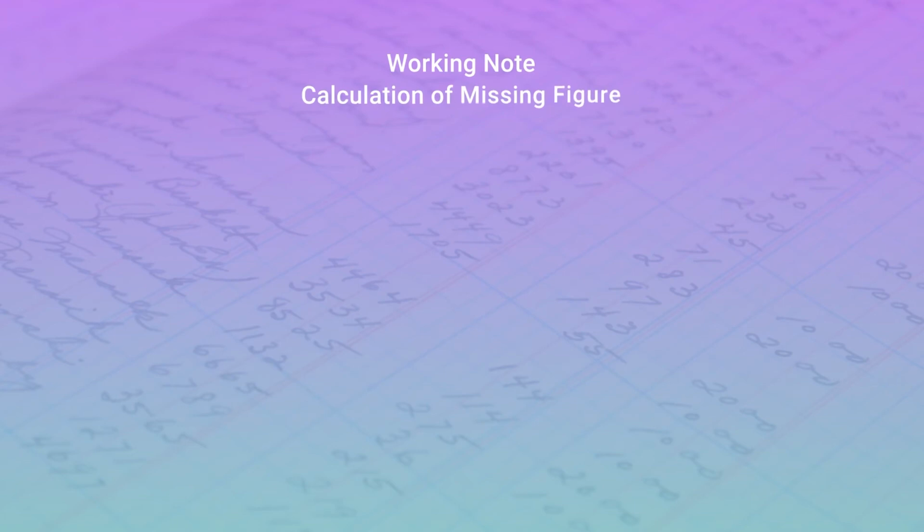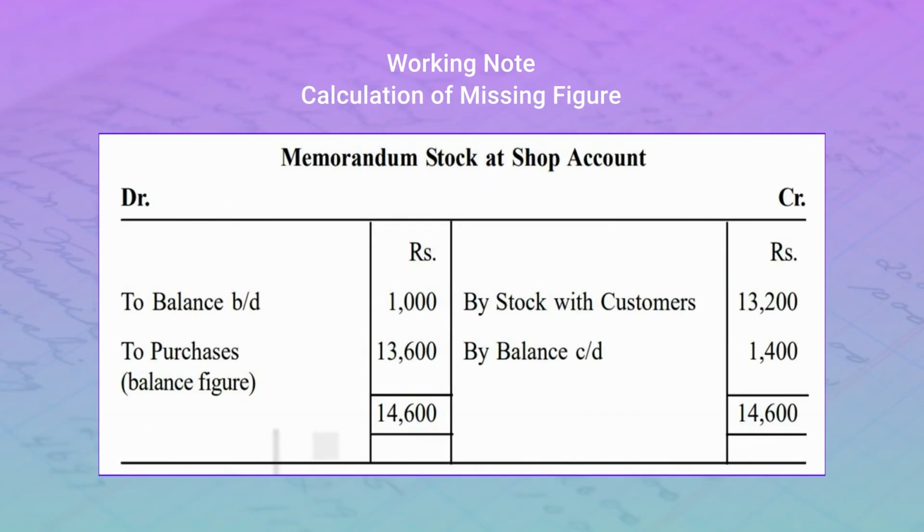Now memorandum stock at shop. So memorandum stock at shop, opening stock is given, 1,000 rupees. So to balance brought down 1,000. Closing stock is also given, therefore by balance c/d 1,400. So this figure of 1,000 as opening stock is given, this figure of rupees 1,400 as closing stock is given, and then by stock with customer 13,200.